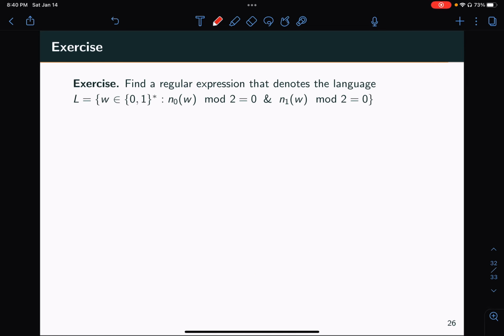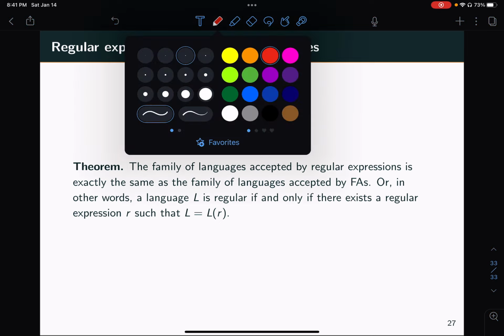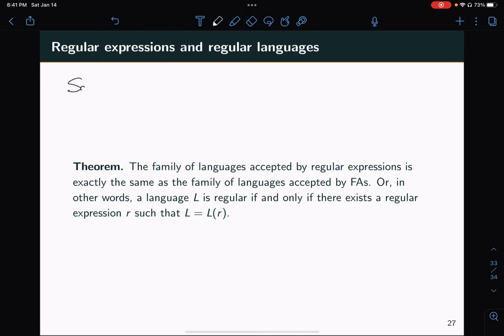So I encourage you to do this exercise, right? It'll actually be quite useful to practice this conversion algorithm. But lastly, what I want to say is that we've essentially created a new equivalency, right? So what we've seen so far is that the family of languages accepted by NFAs is exactly equal to the family of languages accepted by DFAs, which by definition we said is equal to the family of regular languages, okay?